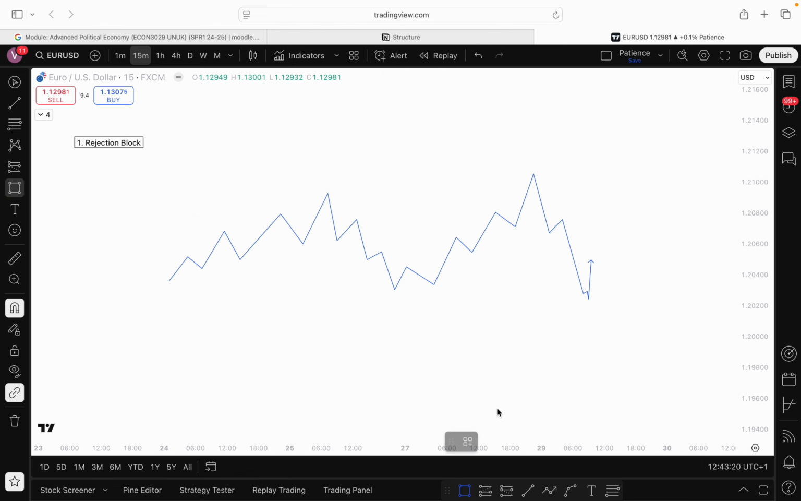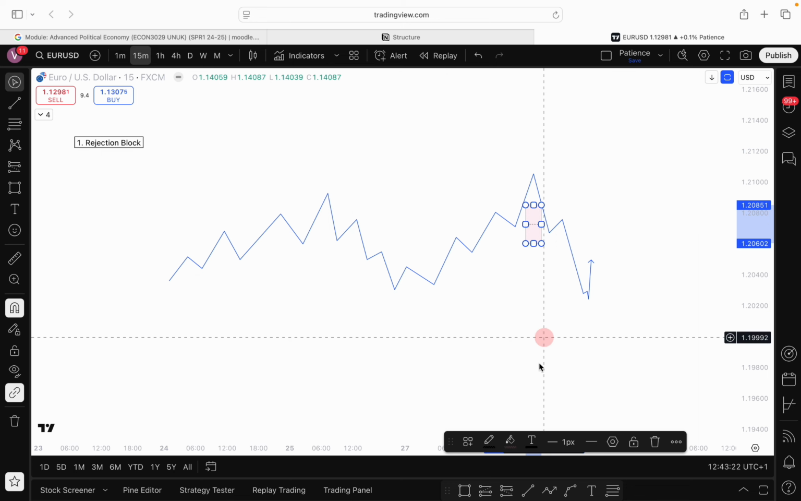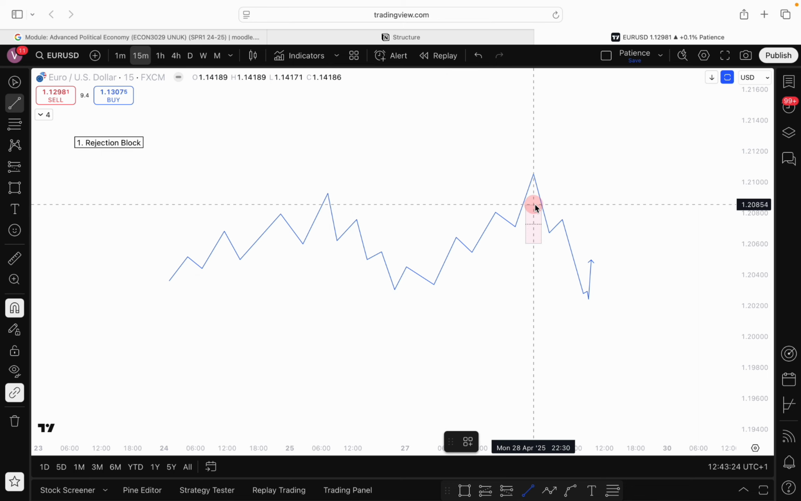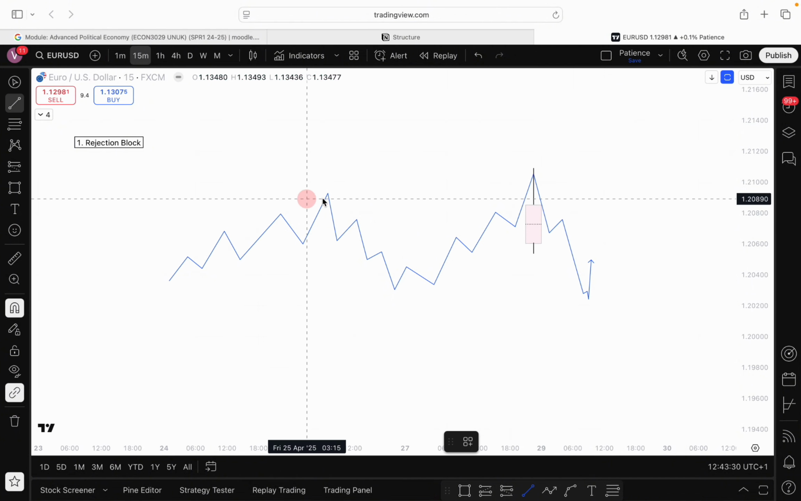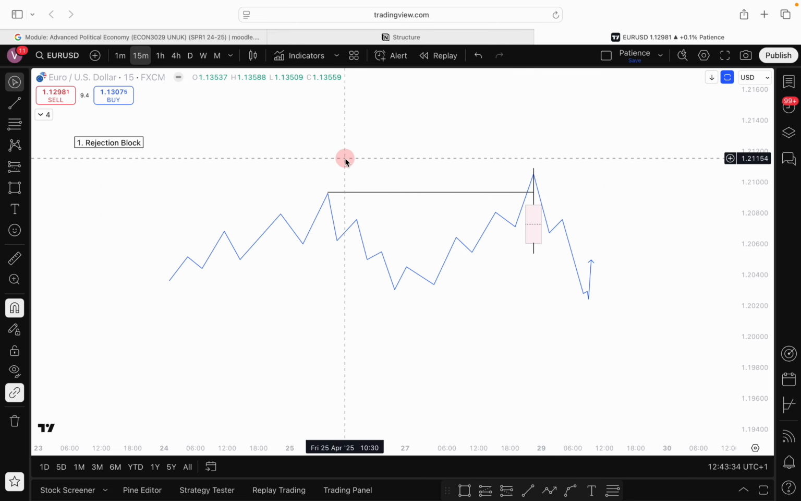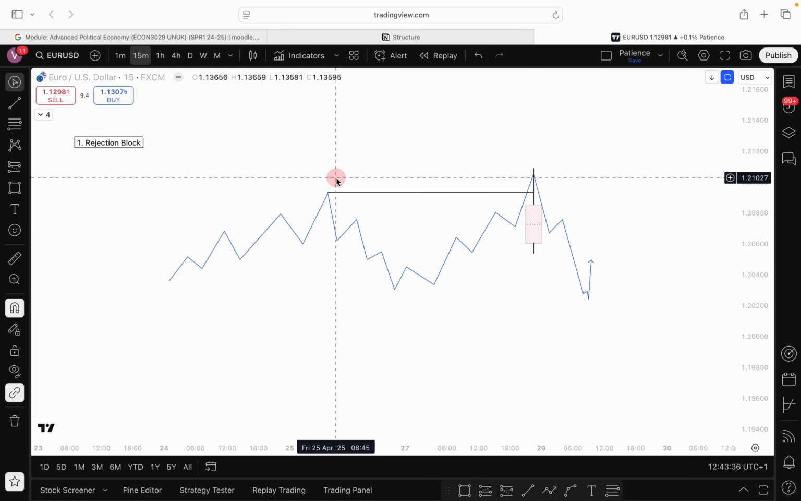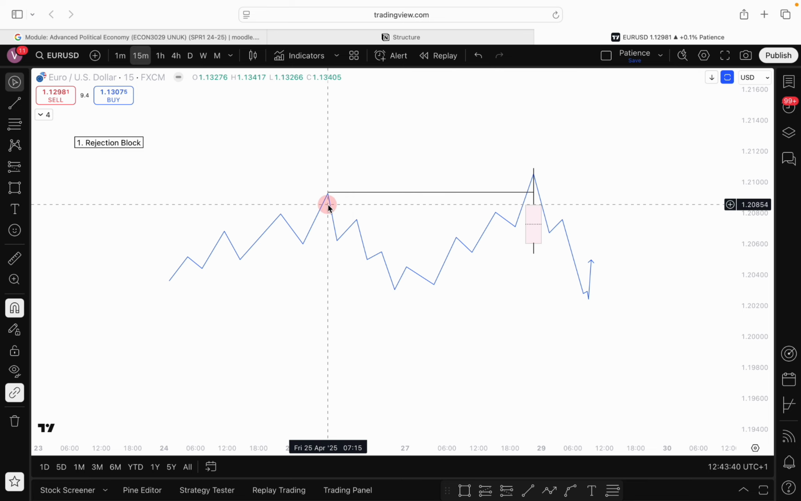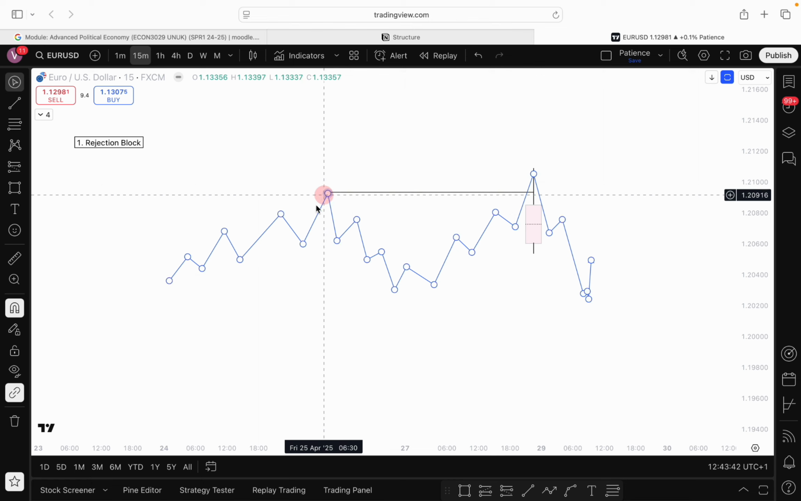And the rejection block would look something like this. So we have a candle that sweeps the liquidity with its wick, but doesn't close with the candle's body over this high. Most importantly, we want this high to be a fractal liquidity. Fractal liquidity, for those who don't know, is a 3 or 5 candle formation where the highest candle is higher than 2 candles on the left and 2 candles on the right.